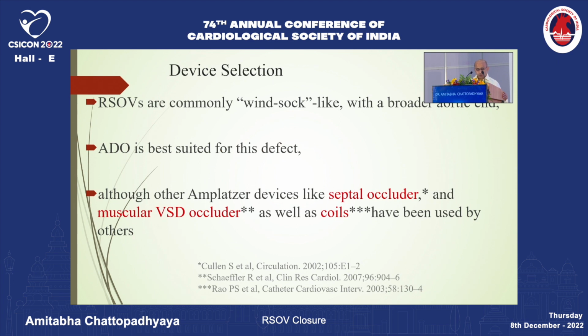So, device selection. RSOVs are most commonly windsock-like with a broader aortic end which shoulders the device. Hence the ADO, that is the Amplatzer duct occluder, is best suited for this defect, although other Amplatzer devices like septal occluders and muscular VSD occluders, as well as coils, have been used in others.